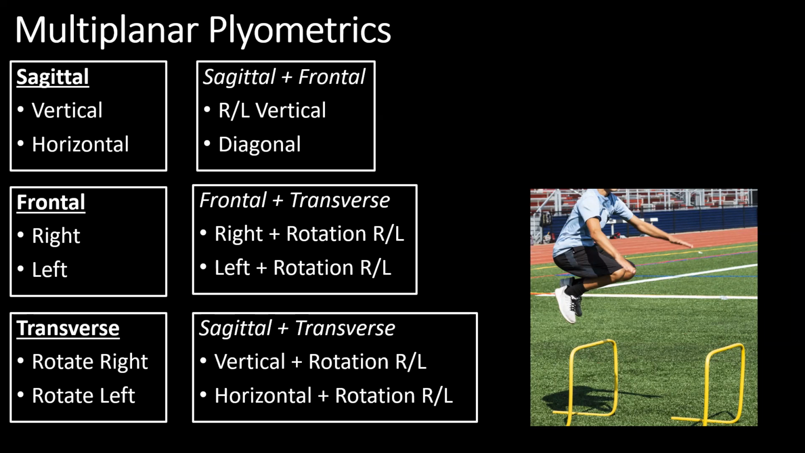And then lastly, with our transverse and our sagittal plane together, we can jump vertical with right rotations, or we can jump horizontal with right or left rotations. We are mixing and matching and combining these planes.